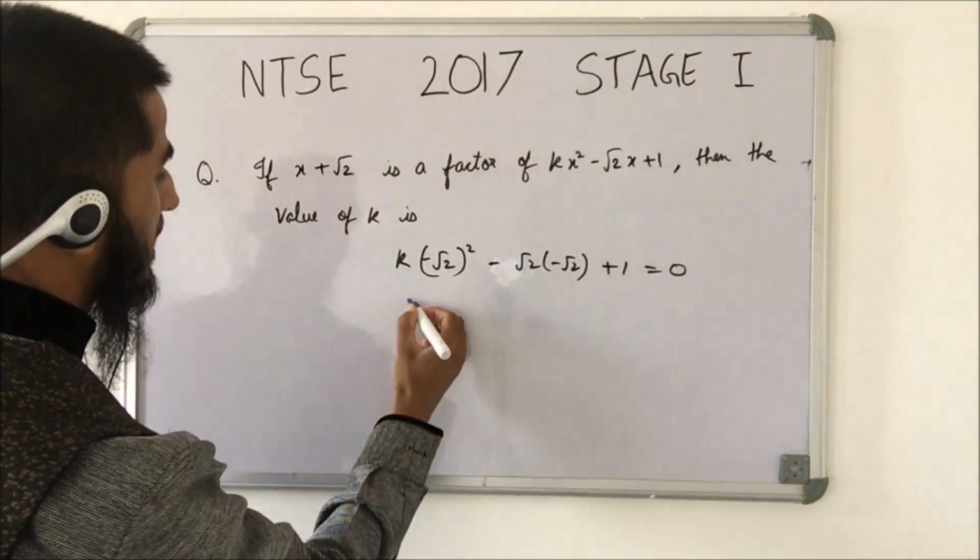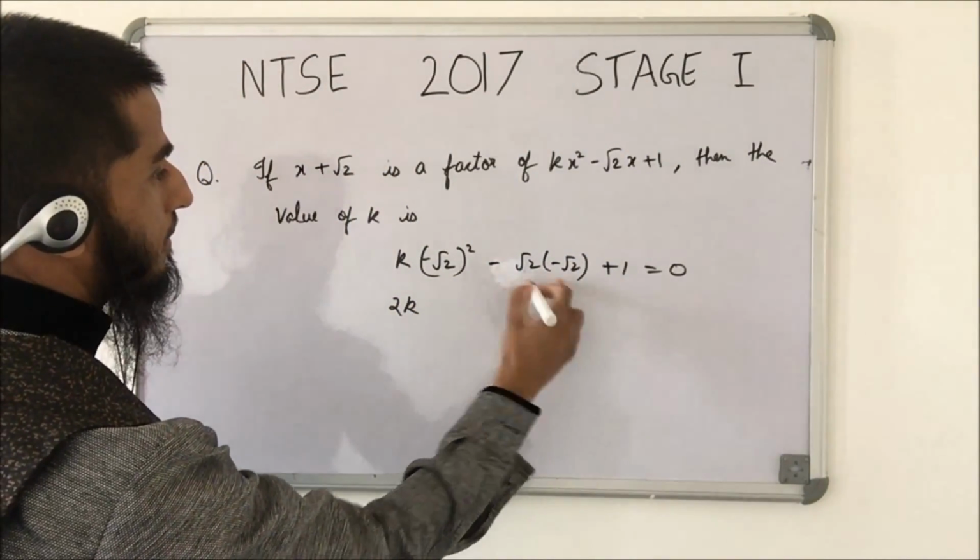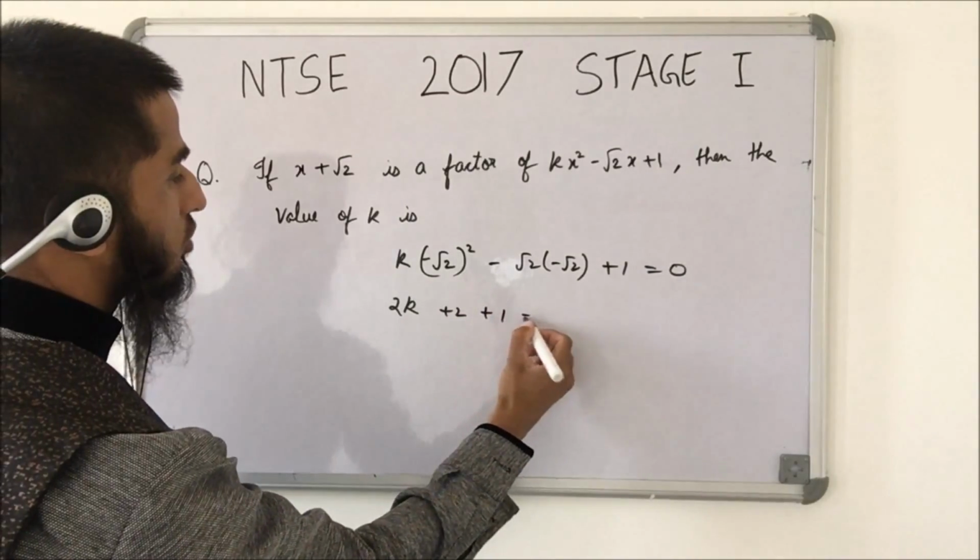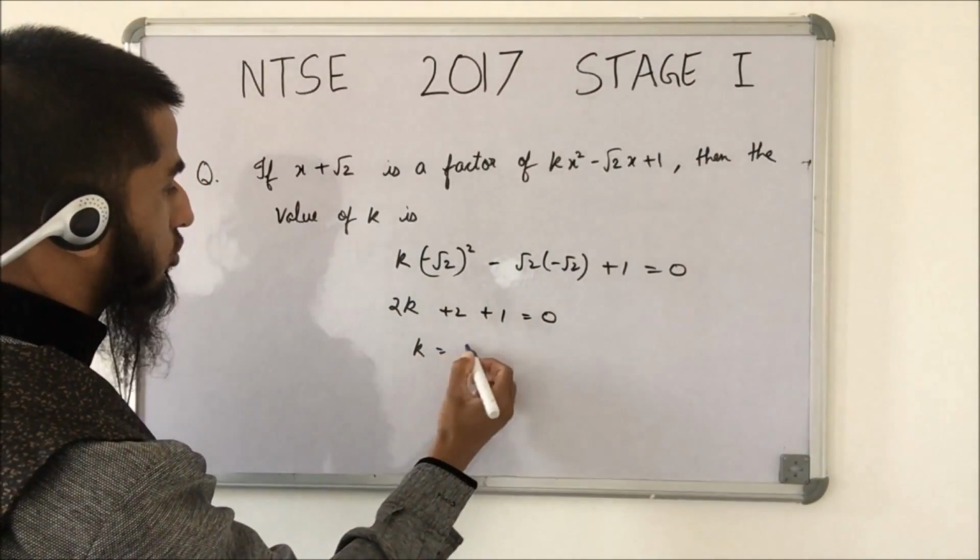So if I simplify, what do I get here? 2k plus 2 plus 1 equals 0. So from here we can say k is equal to minus 3 by 2.